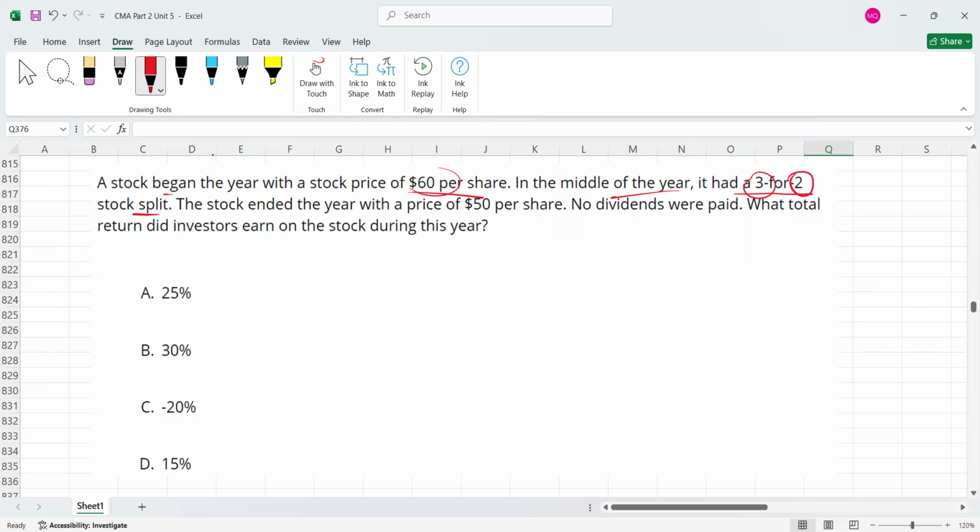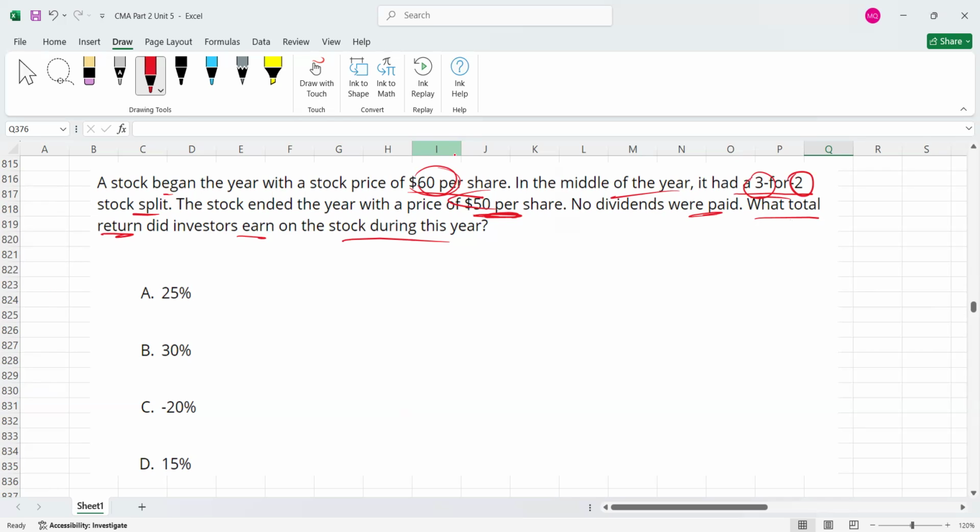Now they're saying the stock ended the year with a price of $50 per share. This was the price per share at the start of the year, and in the middle there was a stock split of 3 for 2. At the end of the year the stock price was $50 per share, and no dividends were paid. What total return did investors earn on the stock during this year?